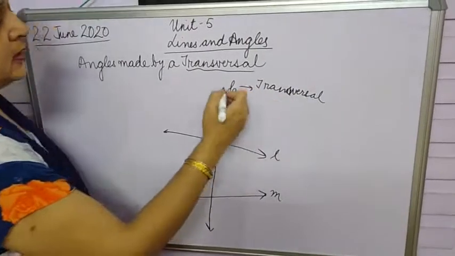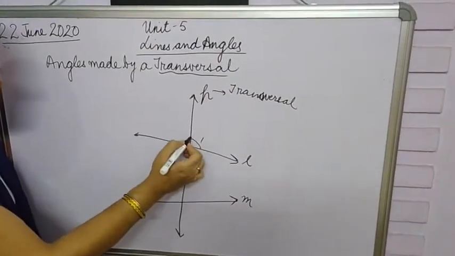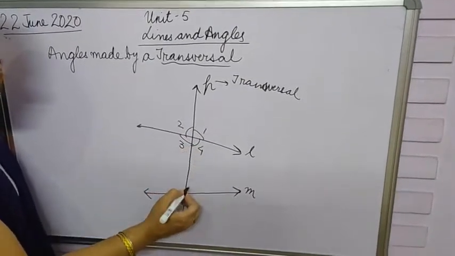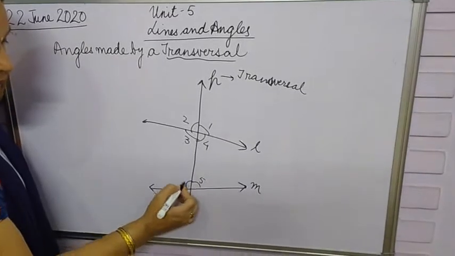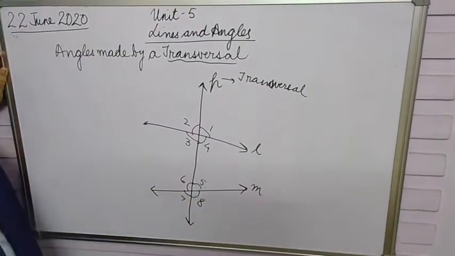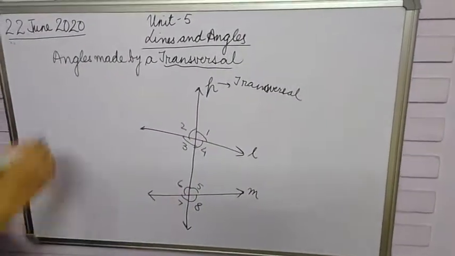Whenever a transversal cuts two lines, then 8 angles are formed. You can name them in any order. These 8 angles are formed, and now we are going to classify these 8 angles under different categories.